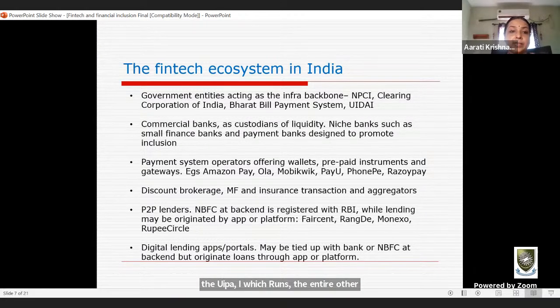No financial activity in India is possible without the participation of banks, because banks in India are the largest custodians of liquidity. Whenever any of us have extra money, we just go and put it into the bank. And banks today are sitting on about 140 lakh crore of savings of Indians. So you cannot talk of any financial product or service that doesn't involve banks. So commercial banks are one component of the fintech ecosystem.